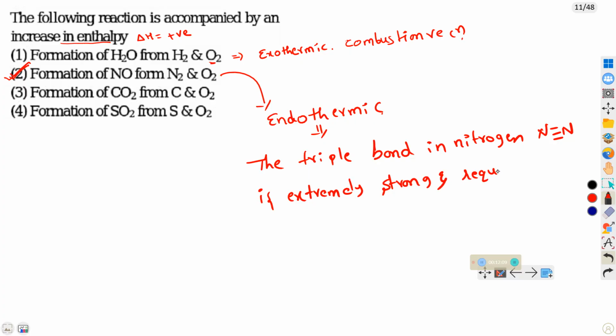Requires energy to break. That's the reason this is an endothermic reaction.